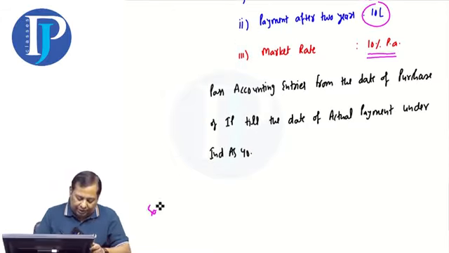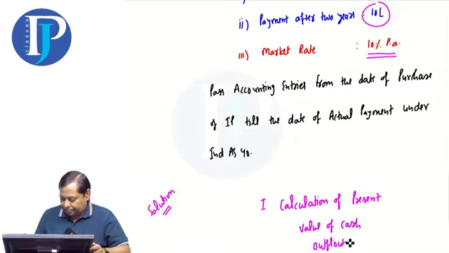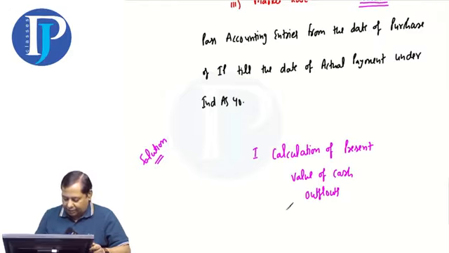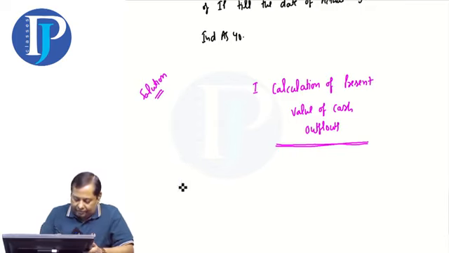So if you want to start the accounting, first we will write calculation of present value of cash outflows. First payment, second payment.